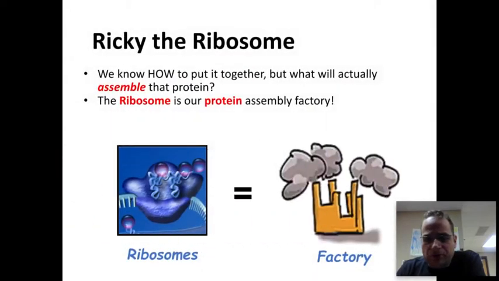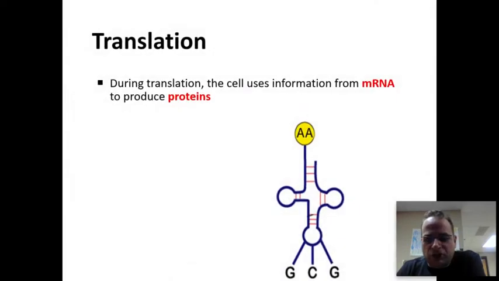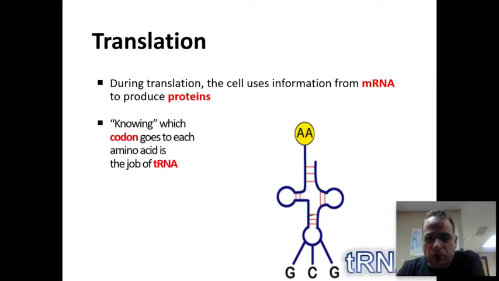Ricky the ribosome. So all these amino acids are assembled to make a protein at the ribosome. Remember we talked about ribosomes equal factory. We talked about this back when we were talking about the cell a month or two ago. Translation. During translation, the cells use information from the mRNA to produce proteins. Knowing which codon goes to each amino acid is the job of the tRNA. We're not going to focus too much on that in this class.